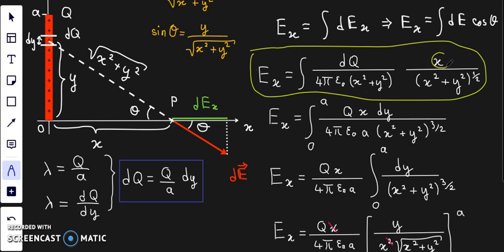So instead of x here, I'm going to have just y, but the rest is going to be exactly the same, right? Because it's dE times sine theta, and sine theta is y divided by the hypotenuse instead of x divided by the hypotenuse. So that's the only difference.